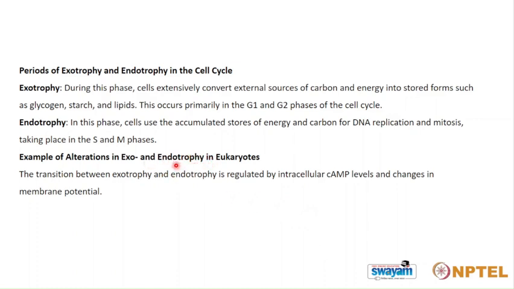There are no regulations in the alteration of exotrophic nutrition and endotrophic nutrition in prokaryotes, but in eukaryotes there are some regulatory measures to alter between exotrophic and endotrophic nutrition. Basically those are determined by cell signaling molecules like cAMP, which is nothing but cyclic adenosine monophosphate. These signaling molecules enable the transition between exotrophic and endotrophic nutrition.